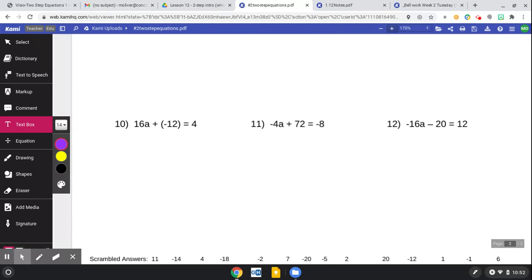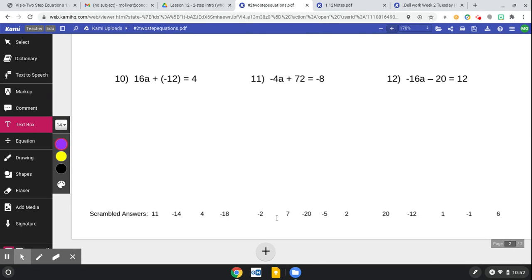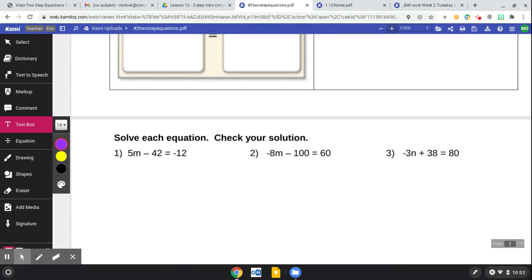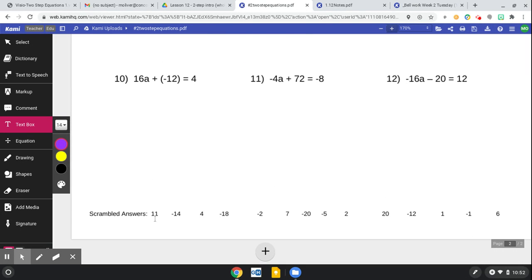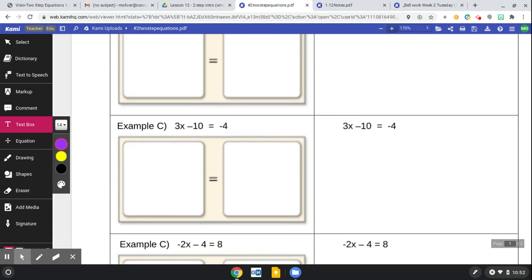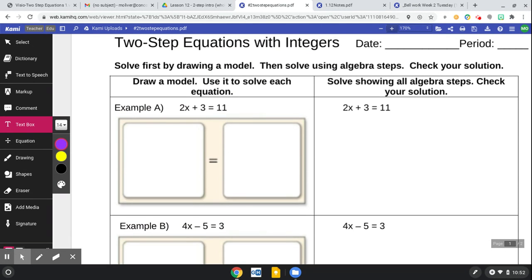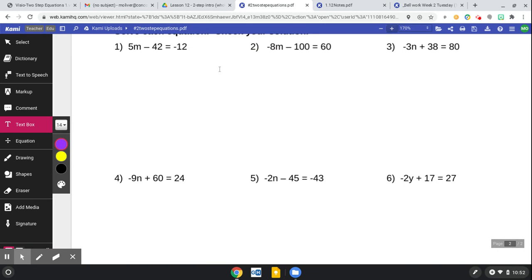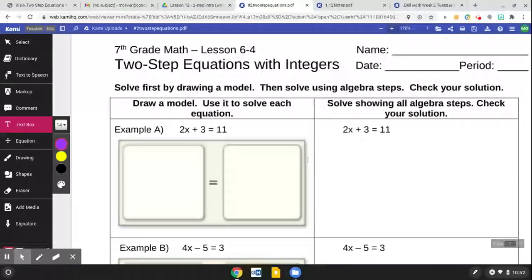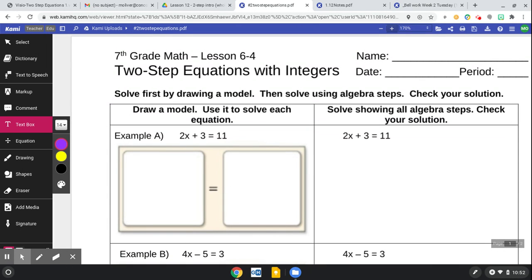Now, at the bottom, there is a scrambled answer bank. So hopefully when you get your solution and you check your solution, whatever your variable equals should be at the bottom. I'm sorry, sleepy. All right, so I'm going to do one modeling with algebraically, and then I'll do a couple from this side. Okay, so let's look at A.